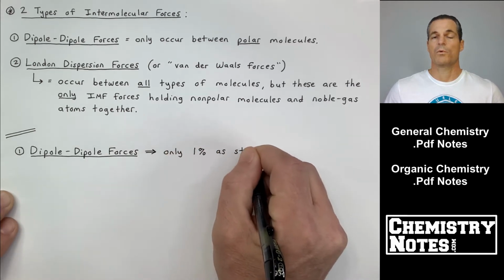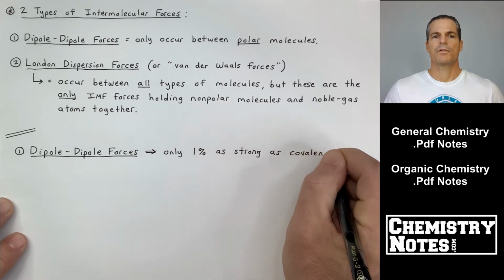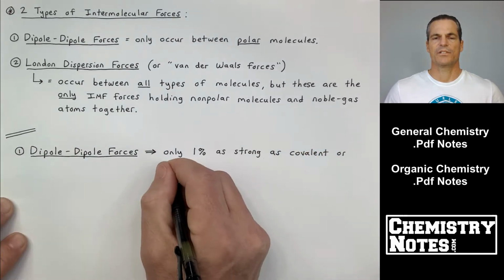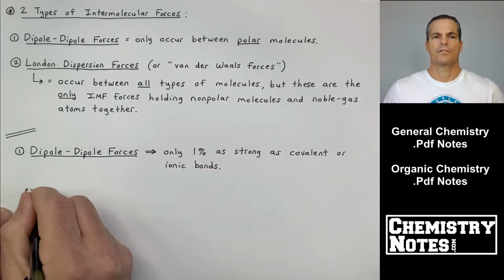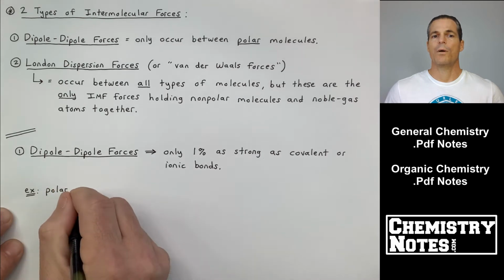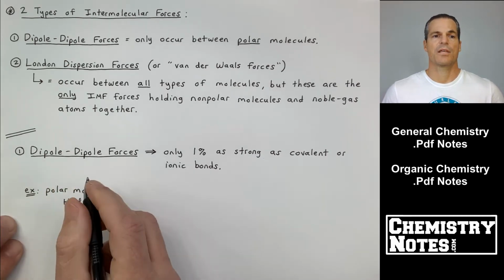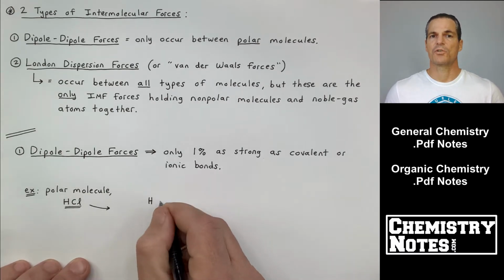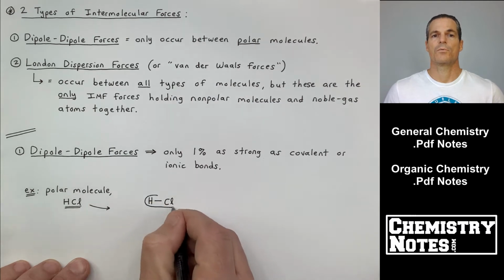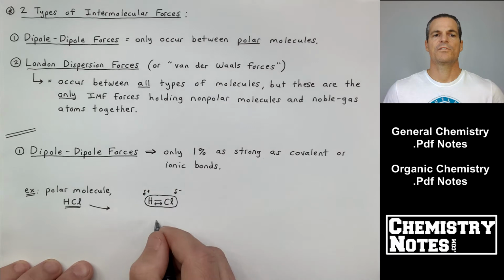We'll start with number one, dipole-dipole forces. Now, it's important to remember that intermolecular forces are not nearly as strong as bonds. Dipole-dipole forces are only 1% as strong as covalent or ionic bonds. Intermolecular forces are not nearly as strong as intramolecular forces or bonds, and we talked about that in the previous video. All right, so let's do an example exhibiting dipole-dipole forces.